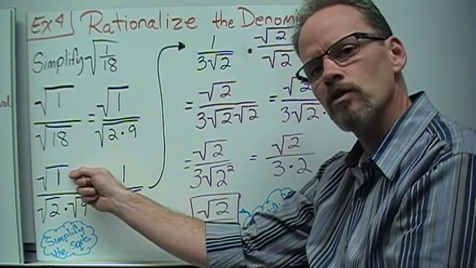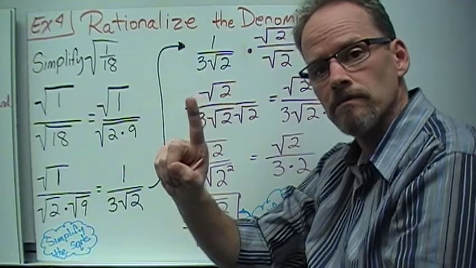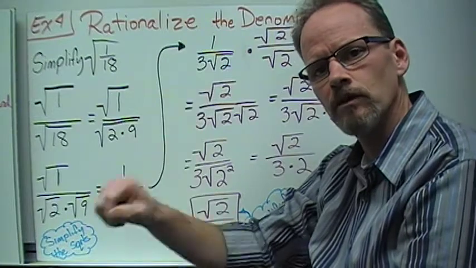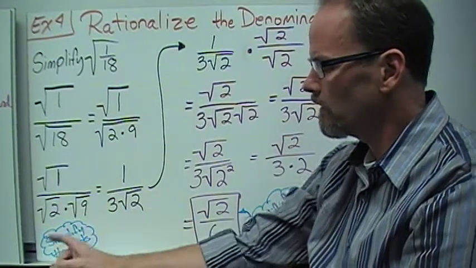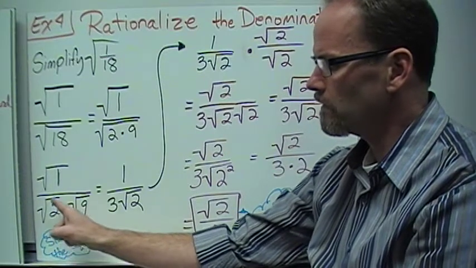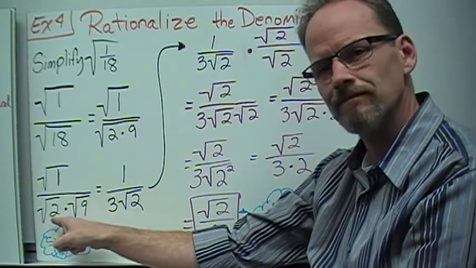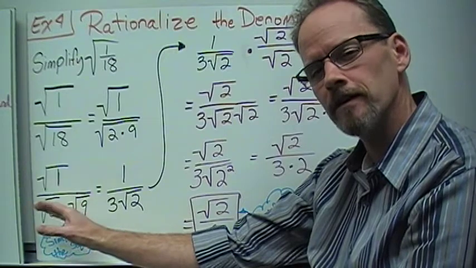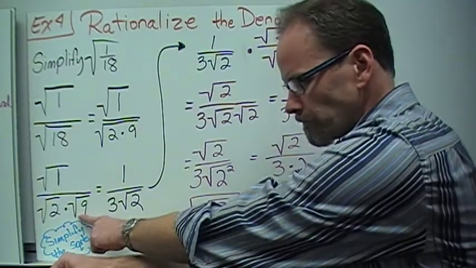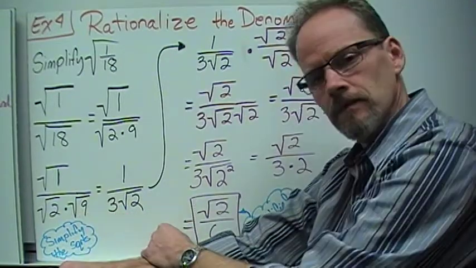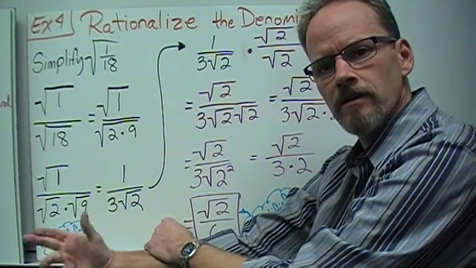Remember, the square root of 1 is just 1. 1 times 1 is 1. So I can just drop the square root sign right there. Right here, I have a square root of 2. Not a perfect square, so I'm going to leave the square root sign with the 2. This one, I just need the square root of 9. That's 3. 3 times 3.